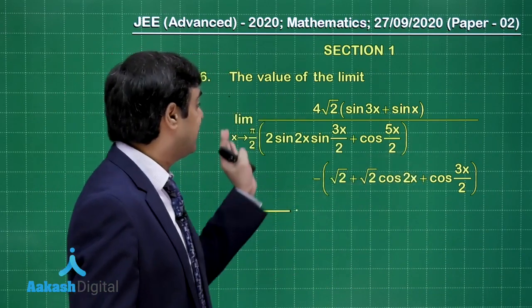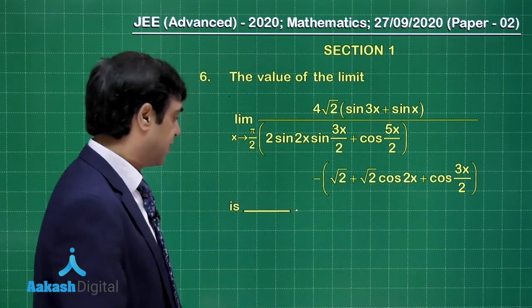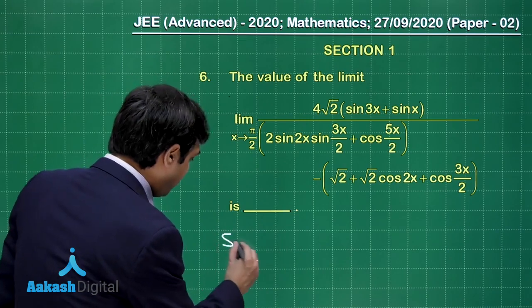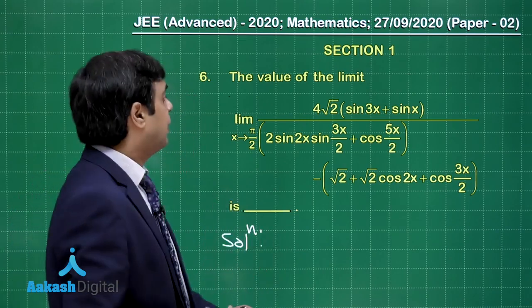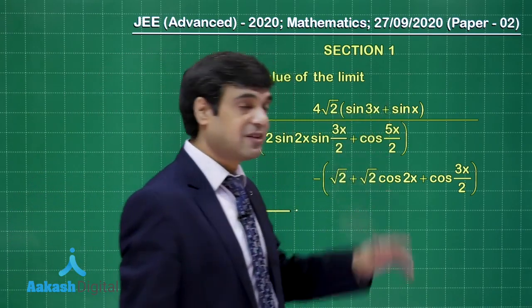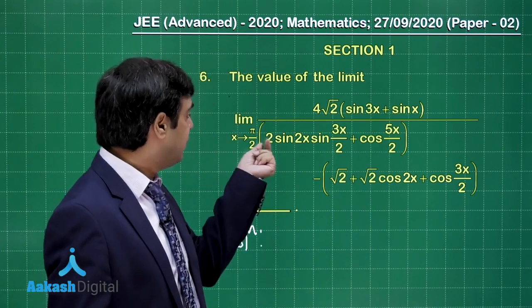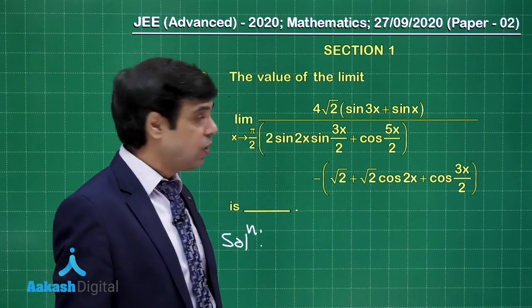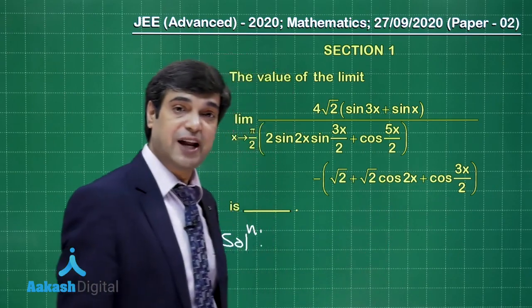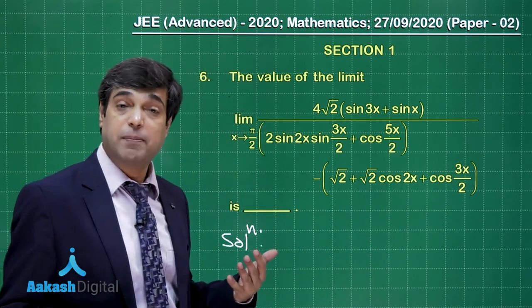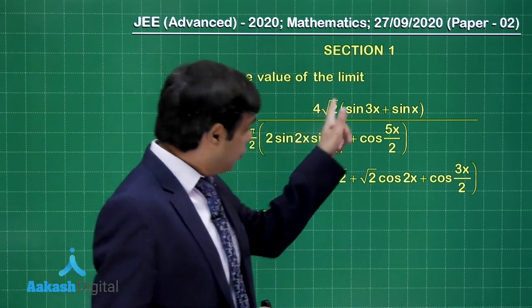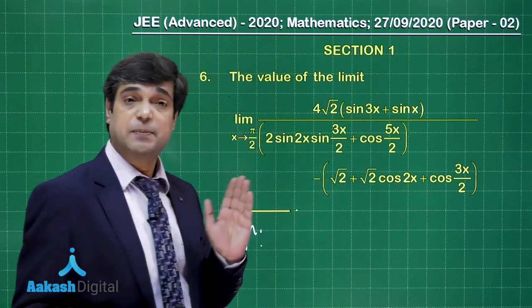The value of this limit, a big function is given. Let's try how we can start it. In the numerator, we have a sin C plus sin D type term. In the denominator, we have a 2 sin A sin B type term or a cos C minus cos D type term. Any of the two results can be applied to the denominator. In the numerator, obviously, we have to apply sin C plus sin D.